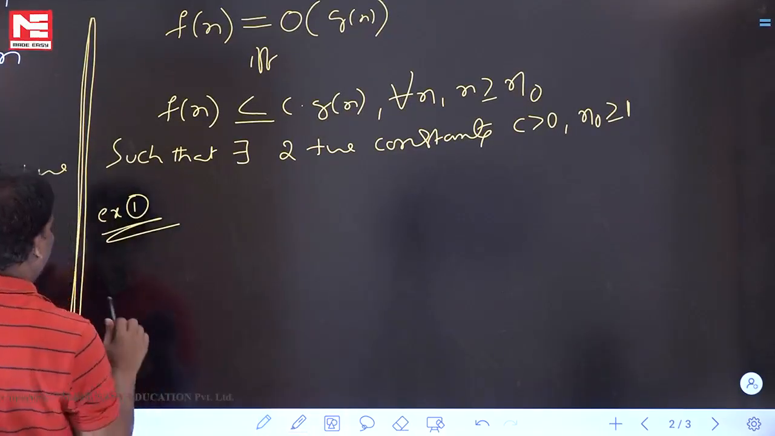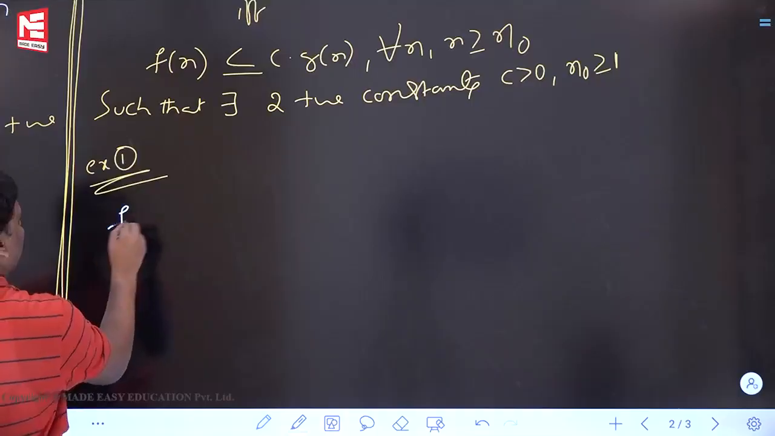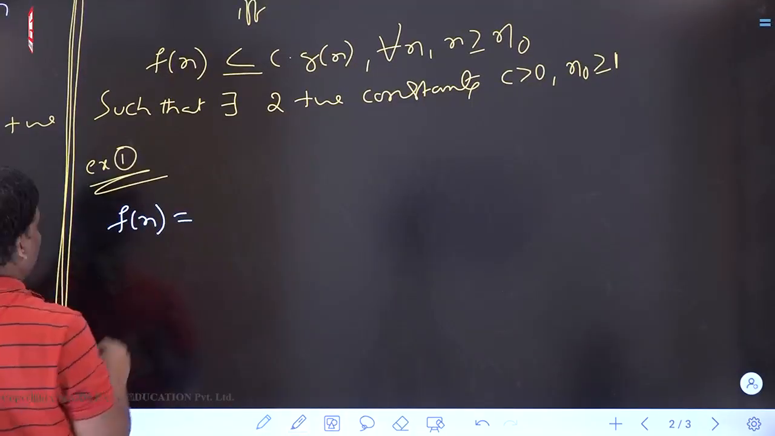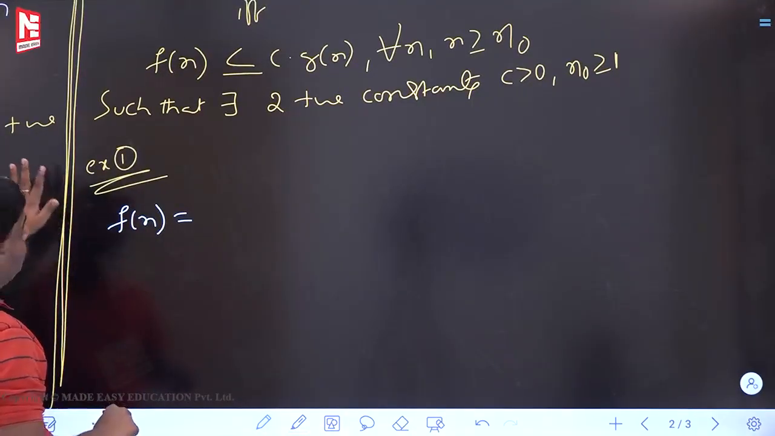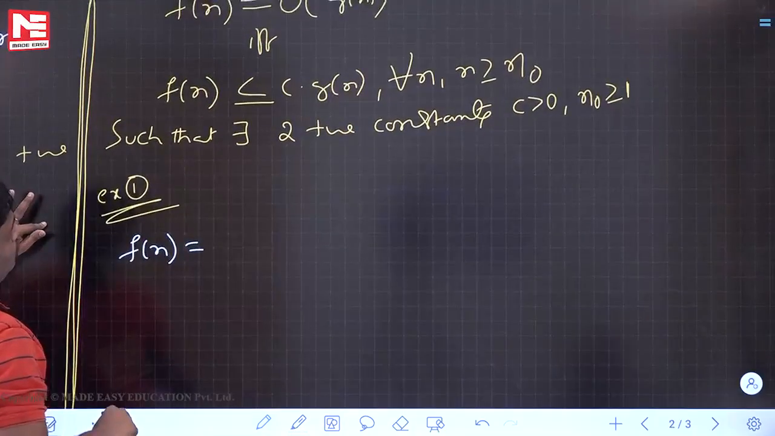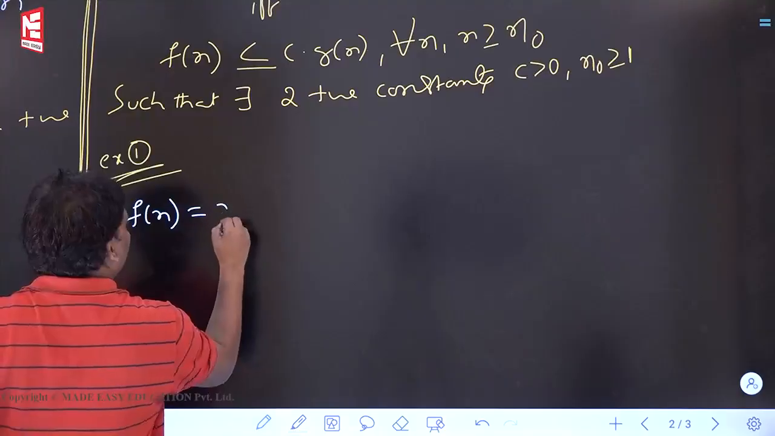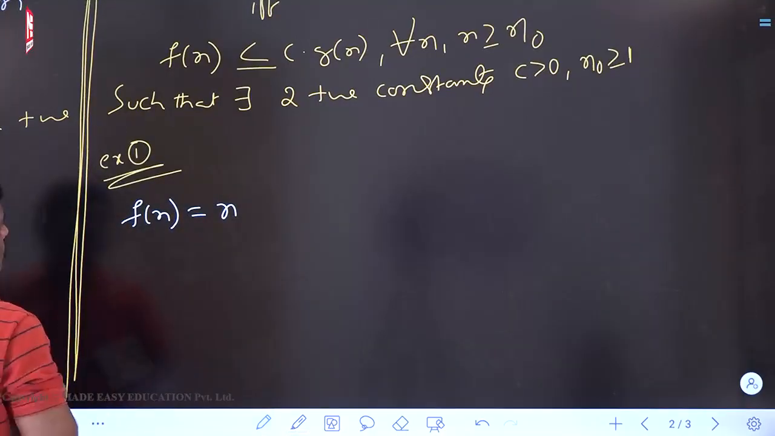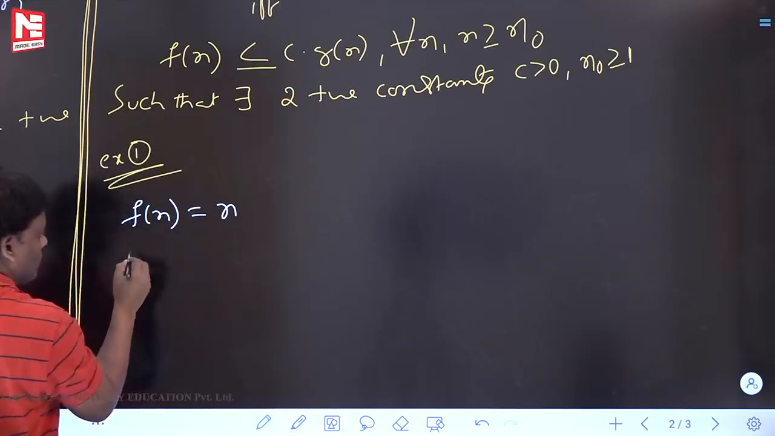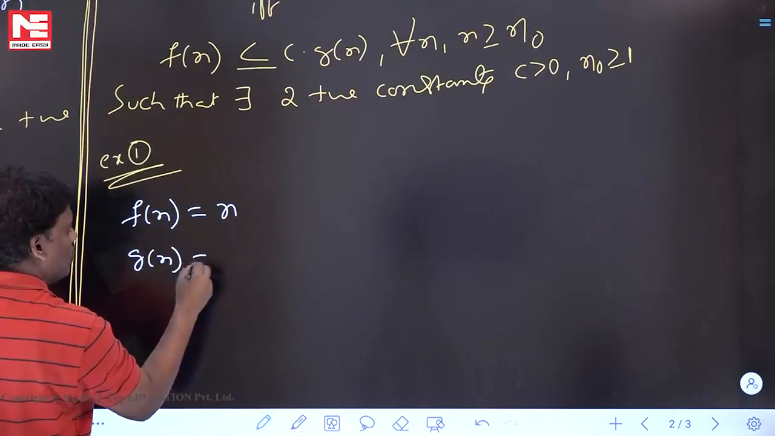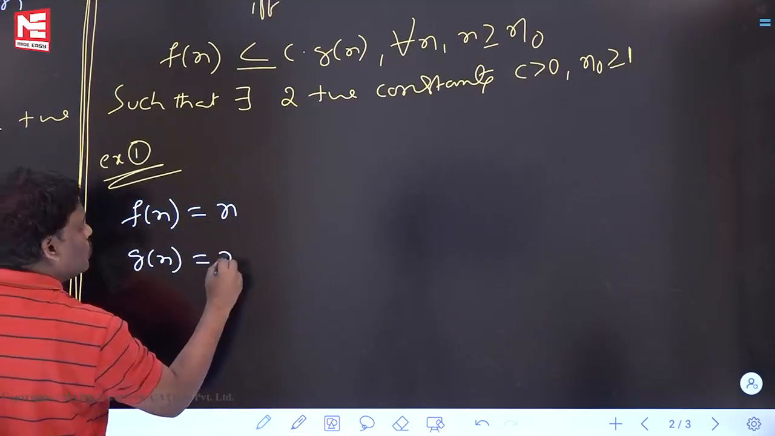Example 1. See example 1. If you listen carefully, everyone will be fine. Example 1: f of n is equal to n, and g of n is equal to n plus 10.